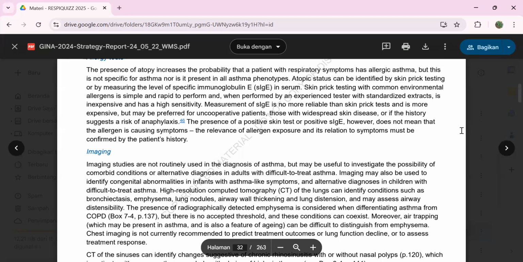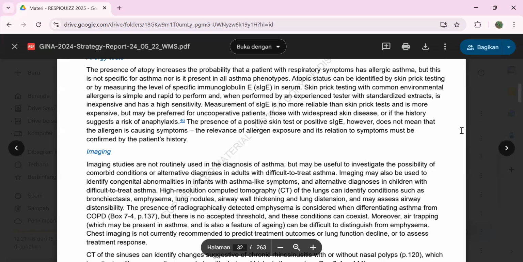Imaging. Imaging studies are not routinely used in the diagnosis of asthma, but may be useful to investigate the possibility of a comorbid condition or alternative diagnosis in adults with difficult-to-treat asthma. Imaging may also be used to identify congenital abnormalities in infants with asthma-like symptoms and alternative diagnoses in children with difficult-to-treat asthma. High-resolution computed tomography of the lungs can identify conditions such as bronchiectasis, emphysema, lung nodules, airway wall thickening, and lung distension, and may assess airway distensibility.